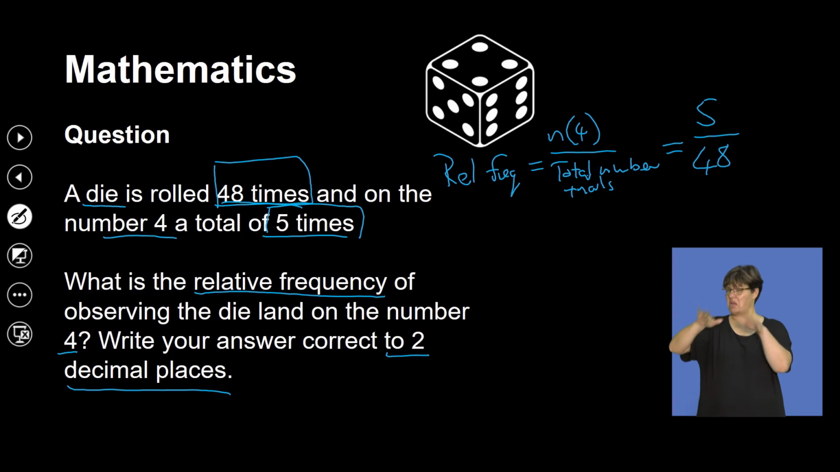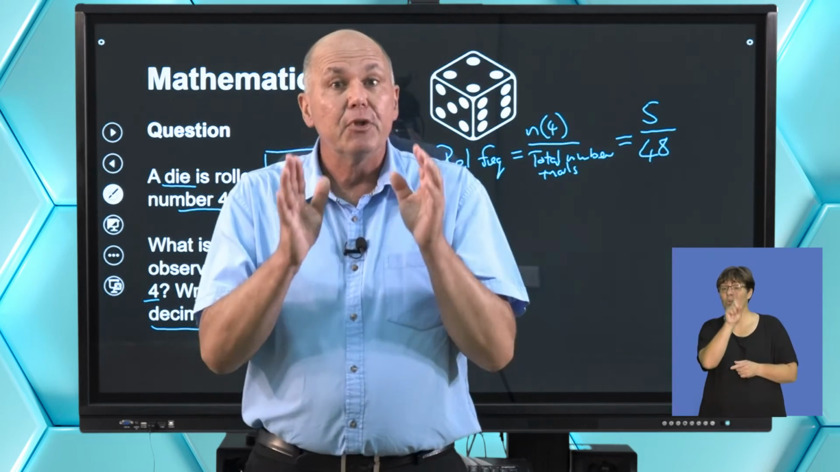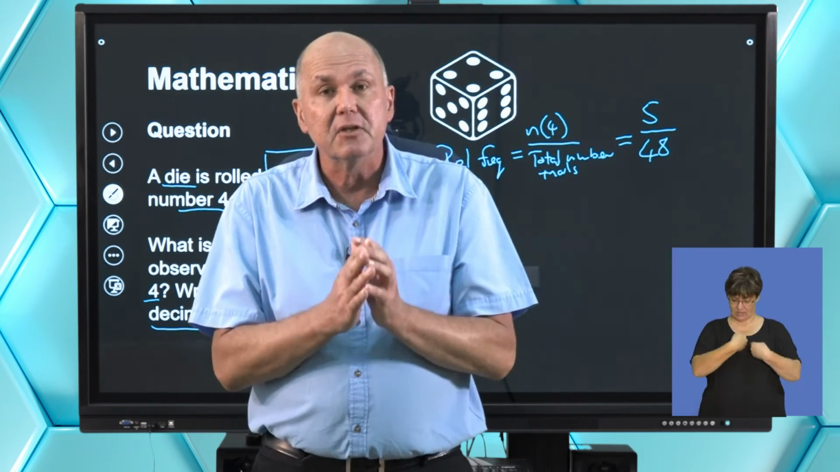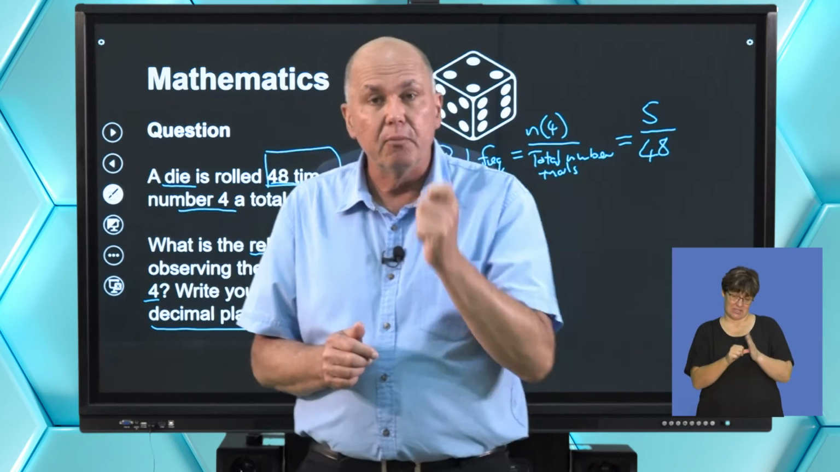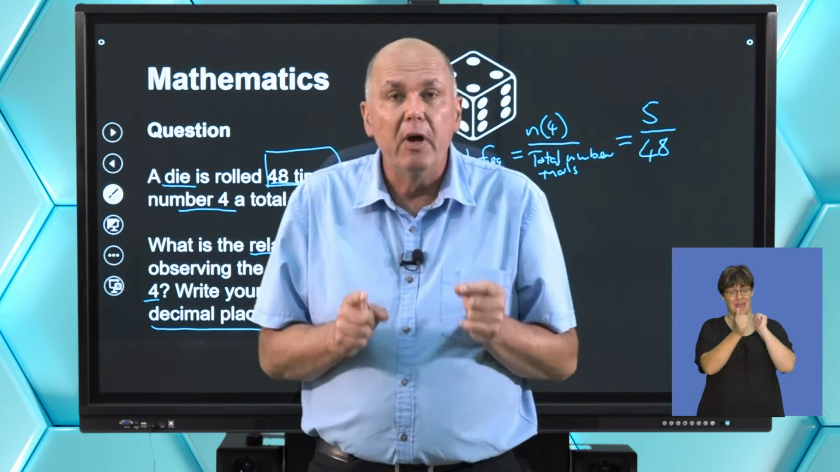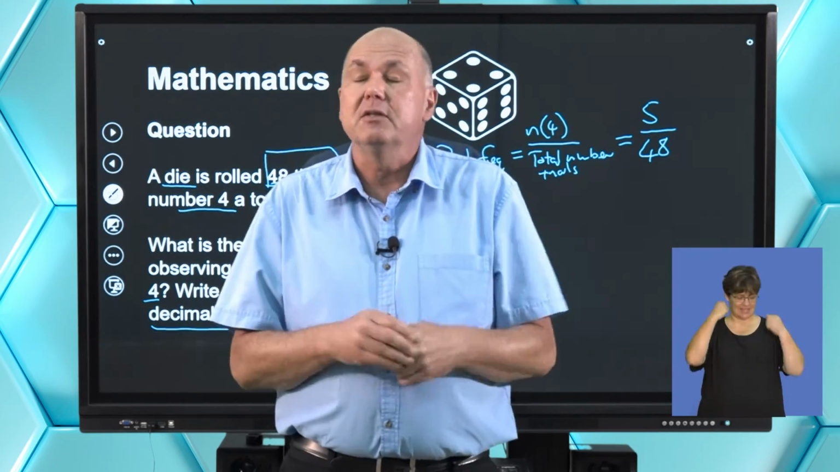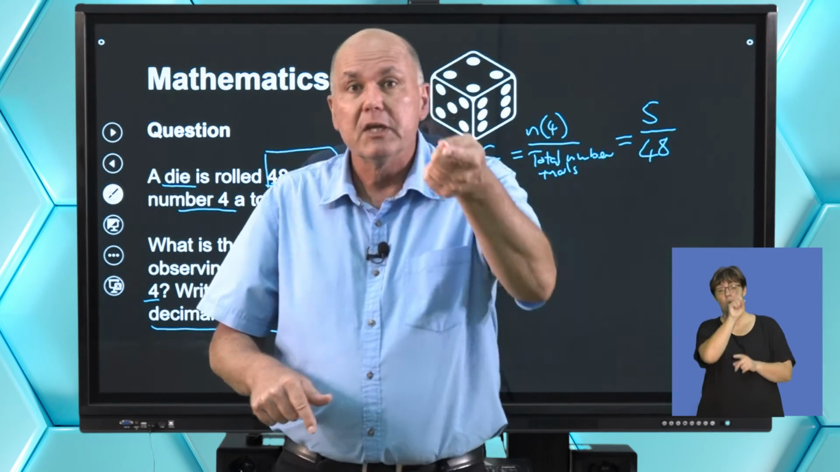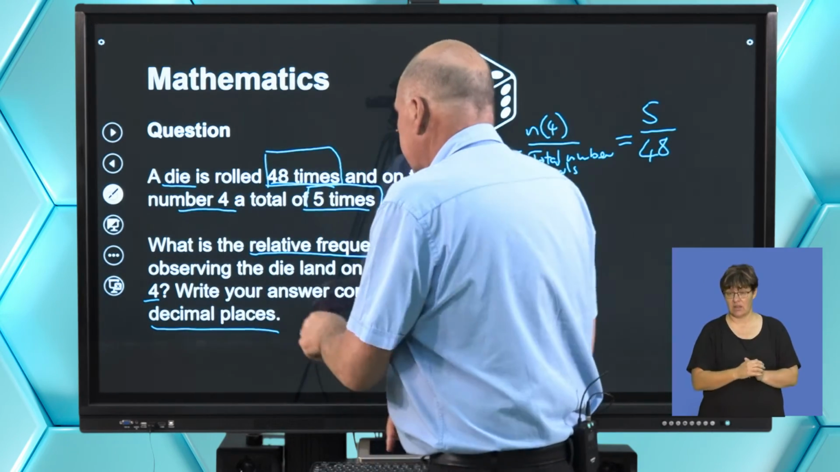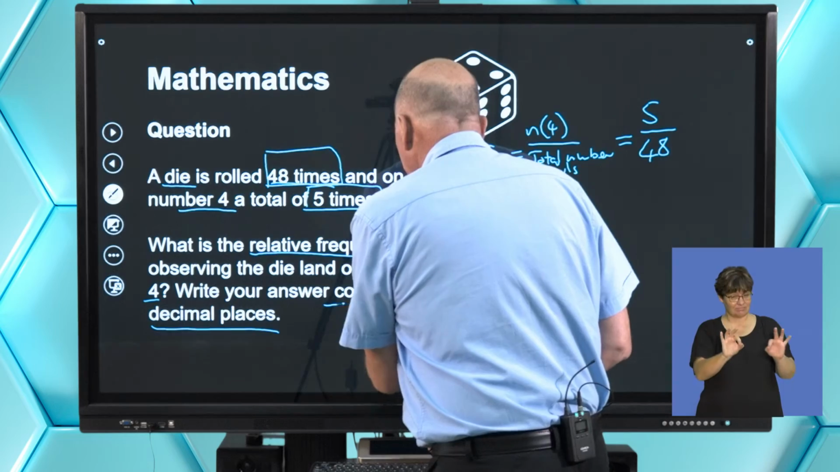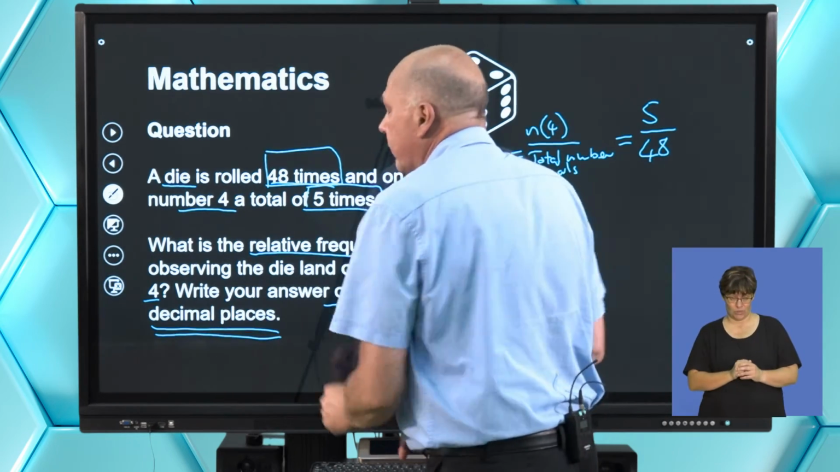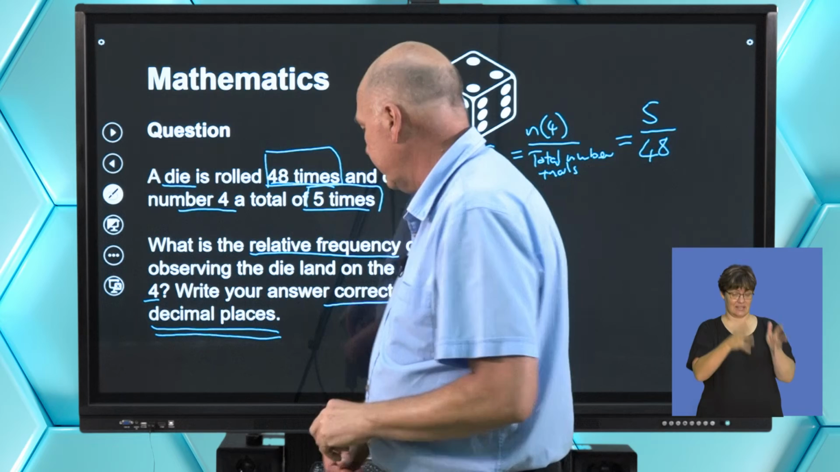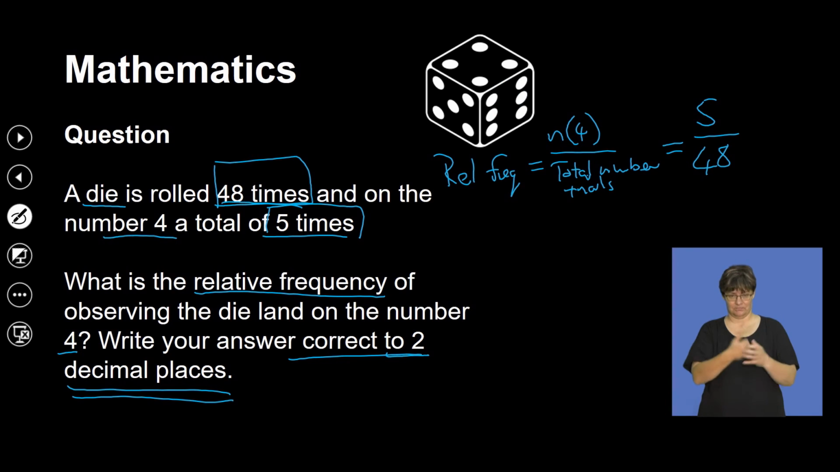Now, guys, we can leave it as 5 out of 48, but the question didn't say that we should do it. It actually gives us an instruction. And here's a very important thing. Whenever you're doing a maths problem, you've come to an answer and you think, yeah, I've got it. Just go back and read your question, because in the question, look what it says. Write your answer correct to 2 decimal places. So it means calculator time. I've got to get out the calculator and do that calculation.